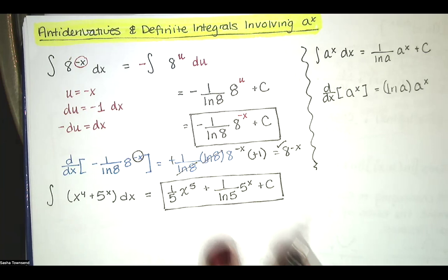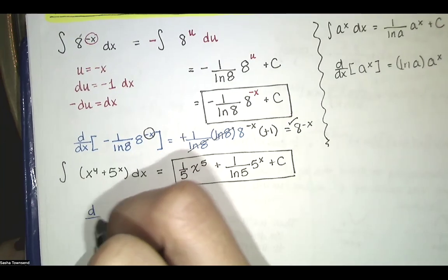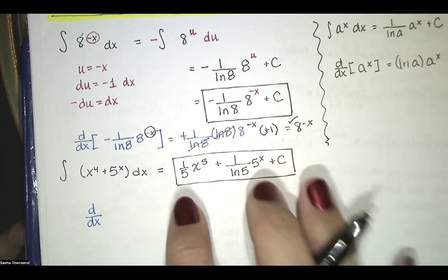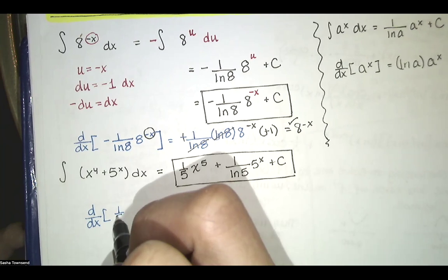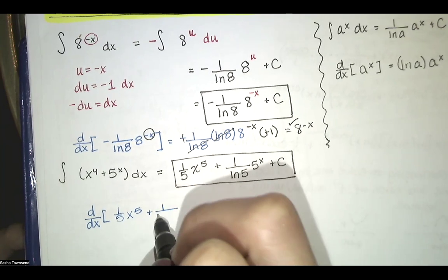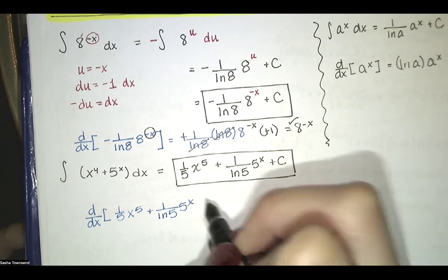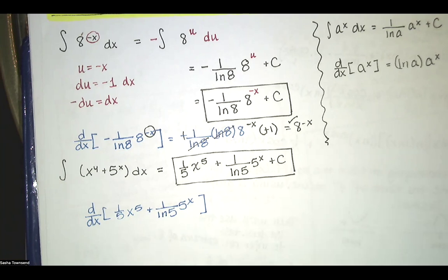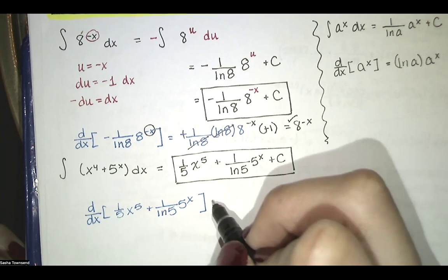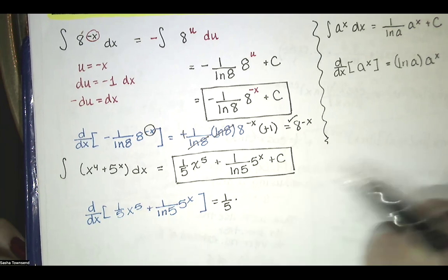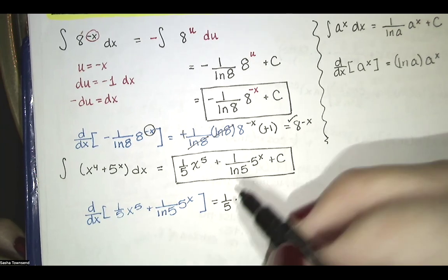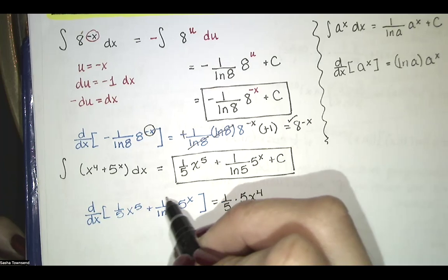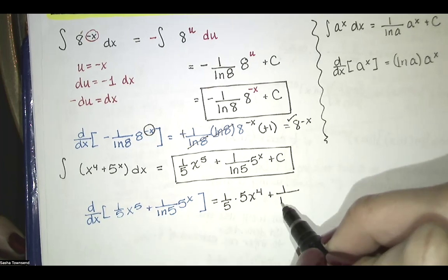Now, similarly, when I take the derivative of this, I should get the original integrand back because the derivative of the antiderivative should be the original function. And of course, the derivative of the plus c is 0. Well, the derivative of a constant times x to the 5th is that constant times the derivative of x to the 5th using the power rule. So we'll have 5 times x to the 1 less power. And then we've got a 1 divided by natural log of 5 there.